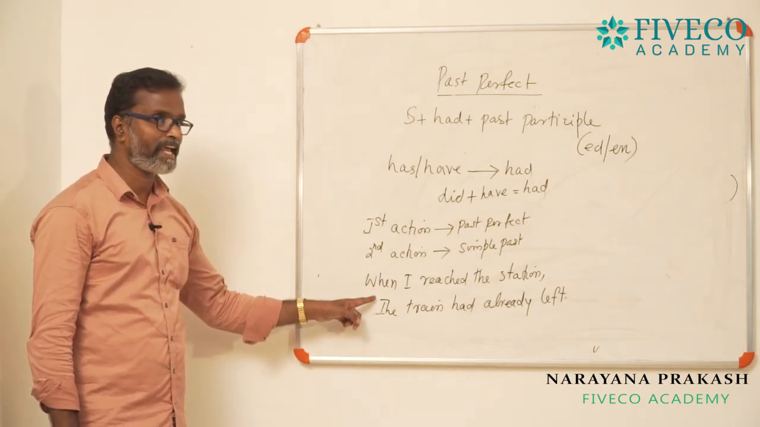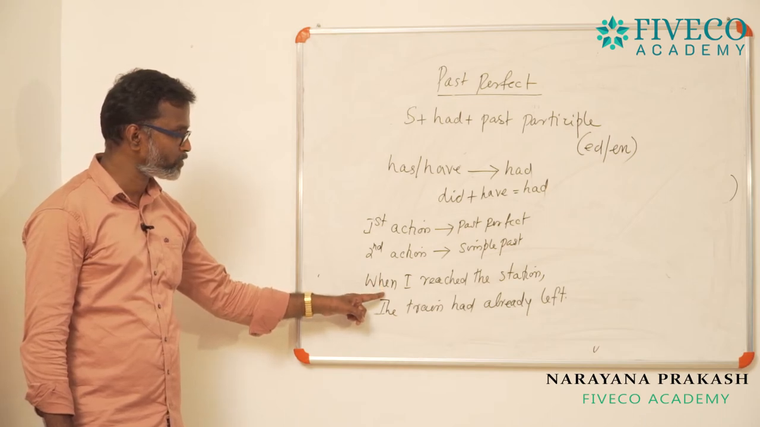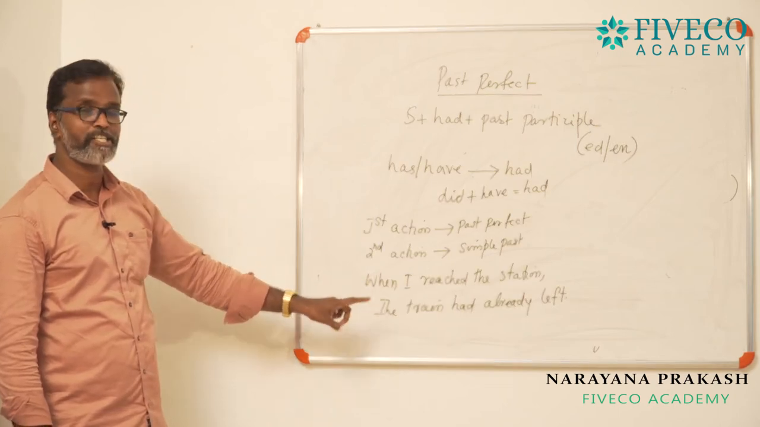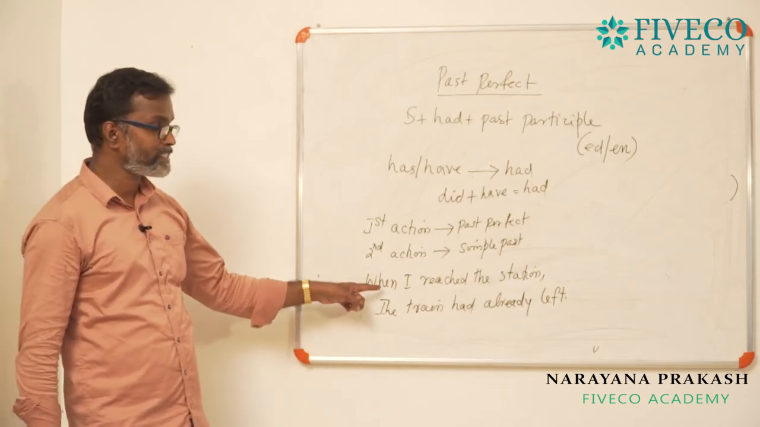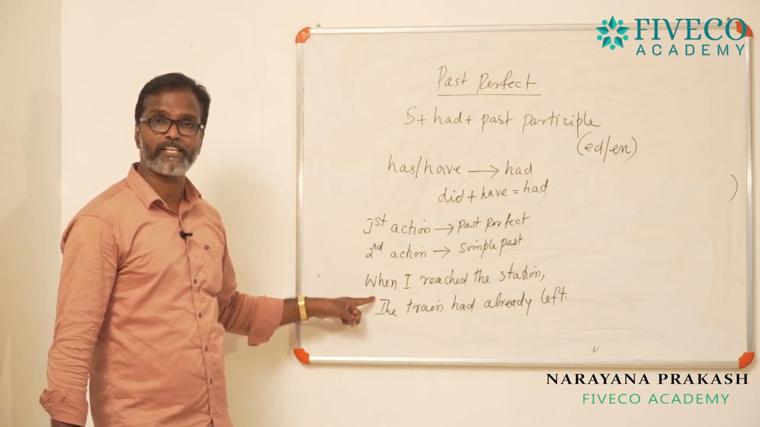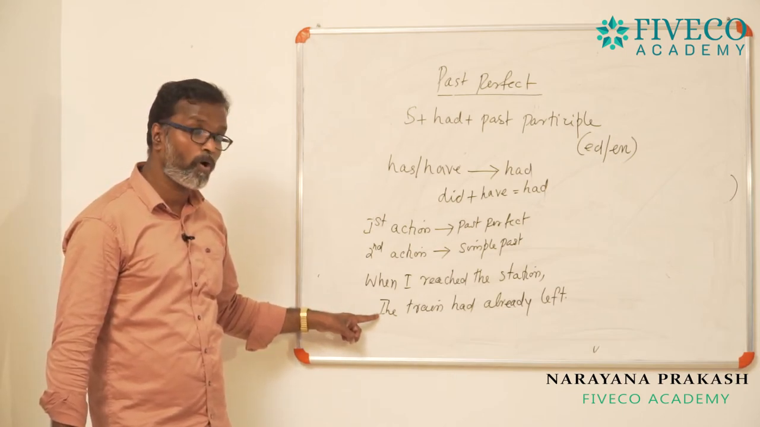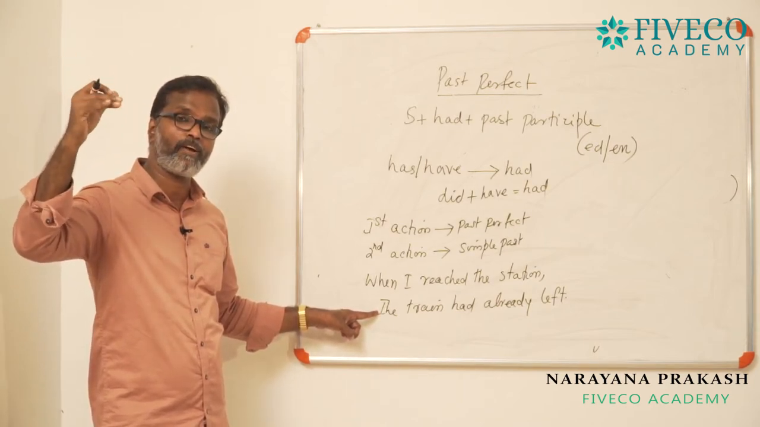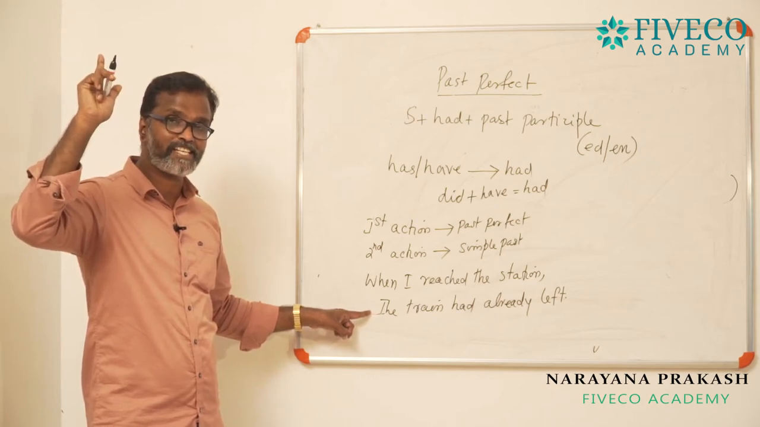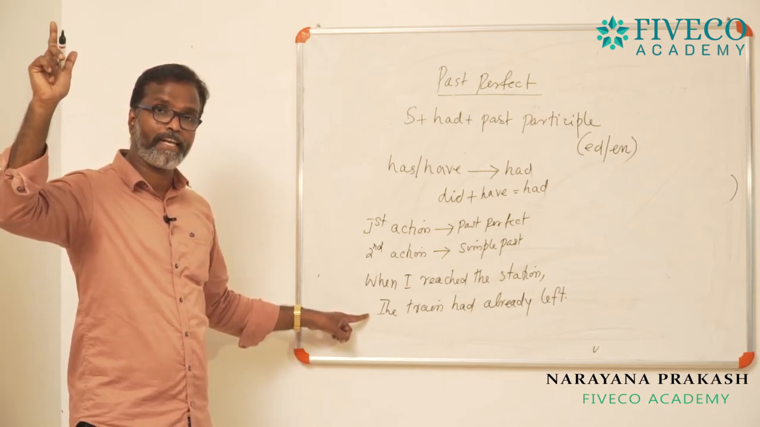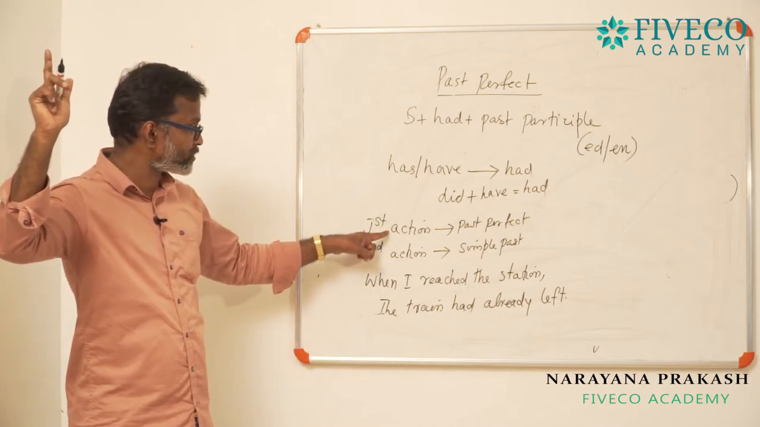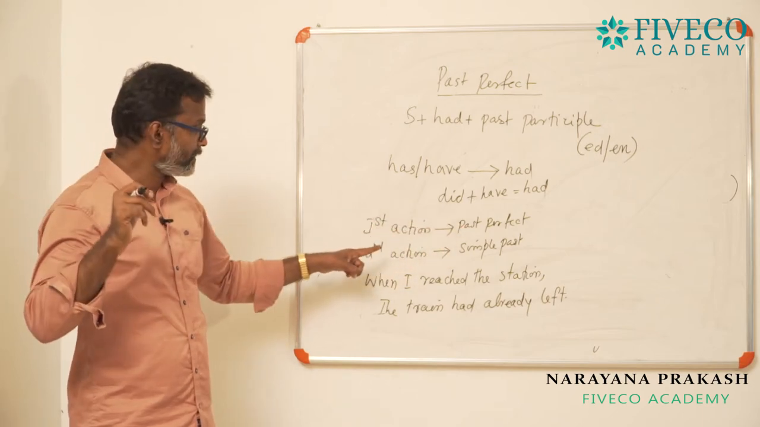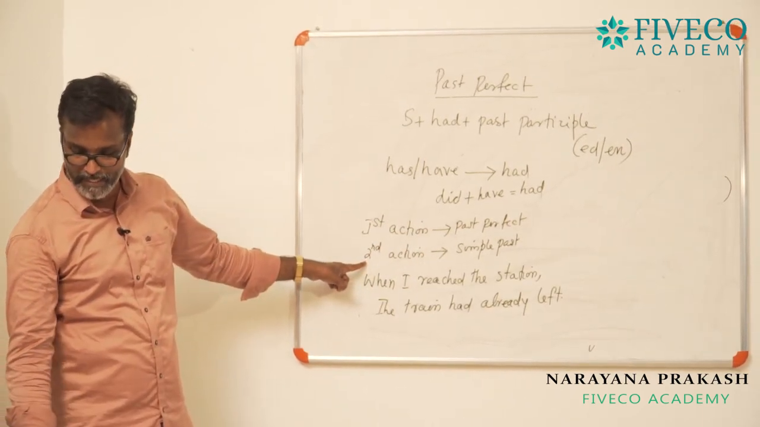So just analyze the example. When I reached the station, the train had already left. "When I reached the station" is the second action. The train had already left, the train had already gone, that is the first action. The first action I expressed in past perfect, and the second action I expressed in simple past.